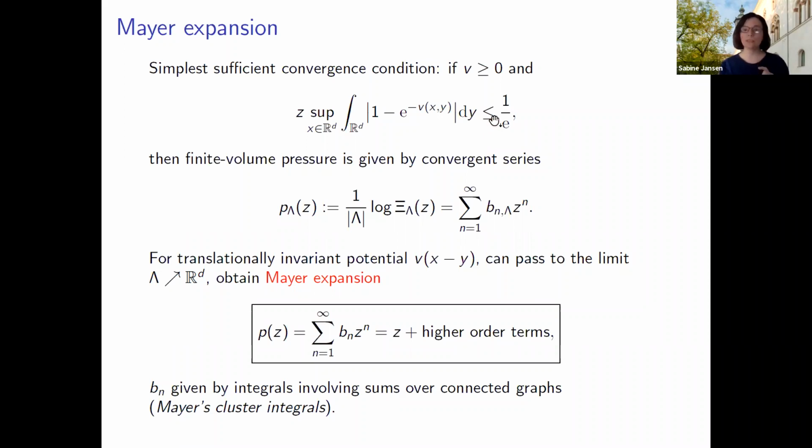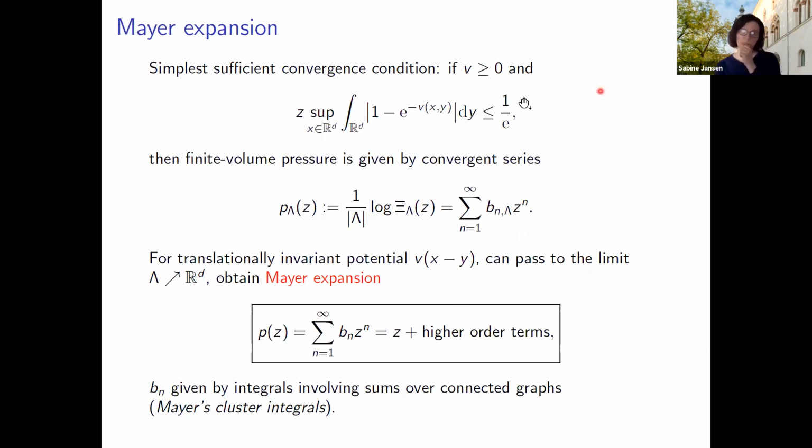Moreover, the bounds are such that you can exchange summation and the limit lambda going to R^d. So not only do you have a power series expansion of the pressure, but on top of things, if your potential is translationally invariant, you can pass to the limit and you obtain the Meyer expansion for the infinite volume pressure. And the coefficients are given by integrals involving sums over connected graphs, which is sometimes called Meyer's cluster integrals. Good. That was the Meyer expansion.